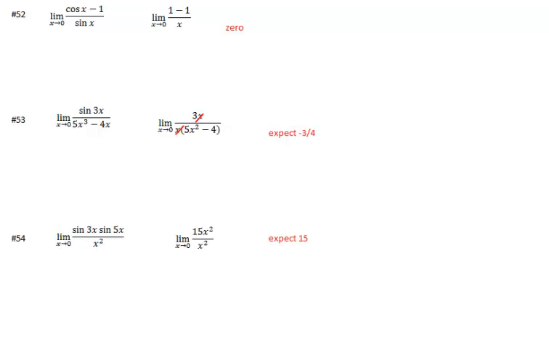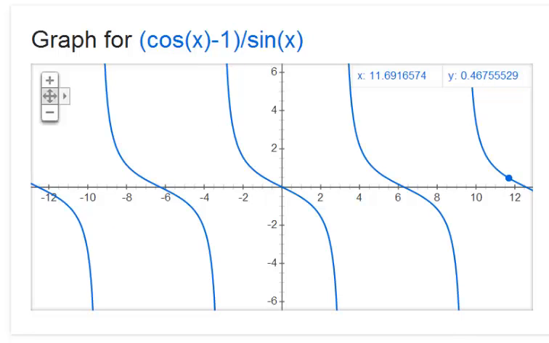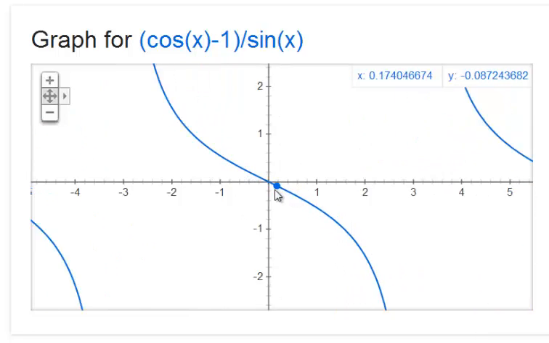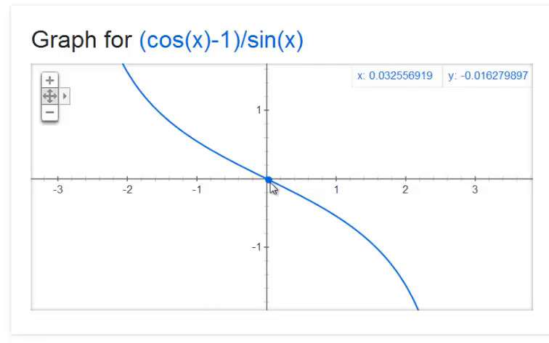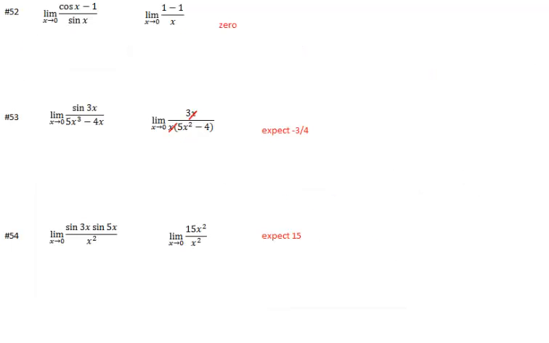Now let's take a look at the graphs and see if the graphs confirm our expectations. So we said cosine x minus 1 over sine x looks like 1 minus 1 over x, which we should expect to get 0 near 0. And in fact we do. We get a limit of 0 according to the graph.